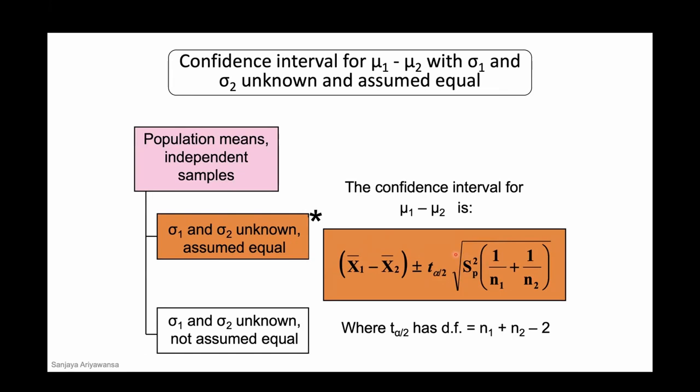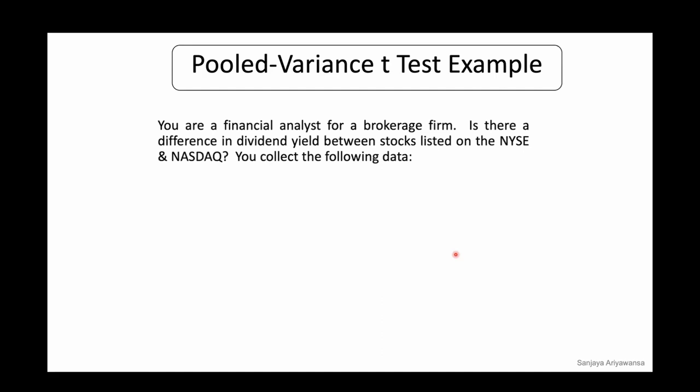Okay, let's look at an example. How do we solve a problem? So we are talking about pooled variance t-test. Why pooled variance? Because we are assuming our population standard deviation is equal, although it's unknown. So you're told you're a financial analyst for a brokerage firm and you're asked, is there a difference in dividend yield between stocks listed on the New York Stock Exchange and the Nasdaq? You collect the following data.